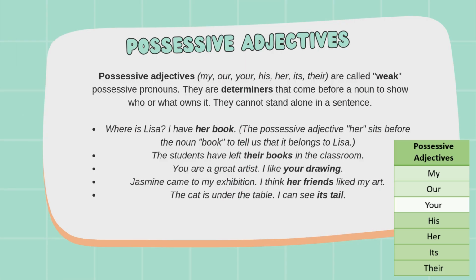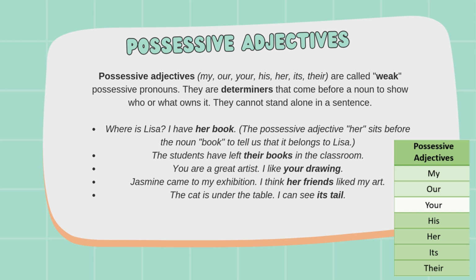Now let's look at possessive adjectives. What are possessive adjectives? Possessive adjectives are my, your, his, her, its, their. They are called weak possessive pronouns. Why are they weak? Because they cannot stand alone in a sentence. They are determiners that come before a noun to show who or what owns it.